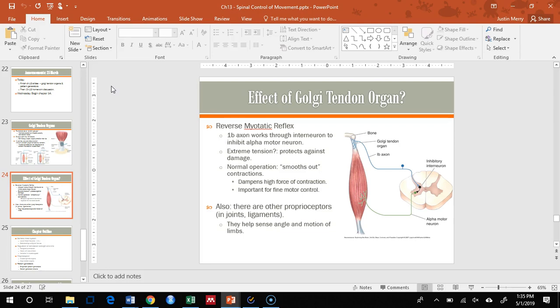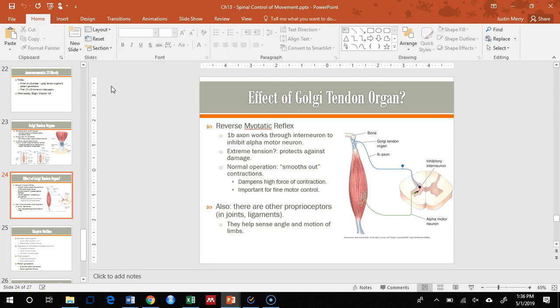When they get stimulated, that sends a signal up a 1B axon, which is still group 1, so these are very big axons, but they're not as big as the ones coming out of muscle spindles. This 1B axon comes in, hits an interneuron, which then inhibits the muscle that the Golgi tendon organ is associated with. So it is doing the opposite thing that the muscle spindle's myotatic reflex is doing. That's why it's called the reverse myotatic reflex, because it's inhibiting this muscle.